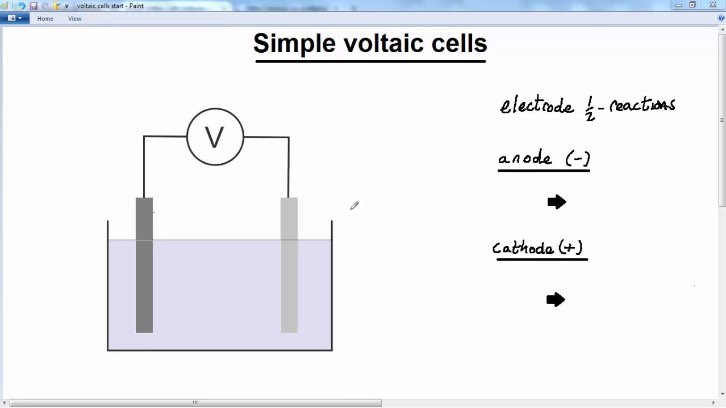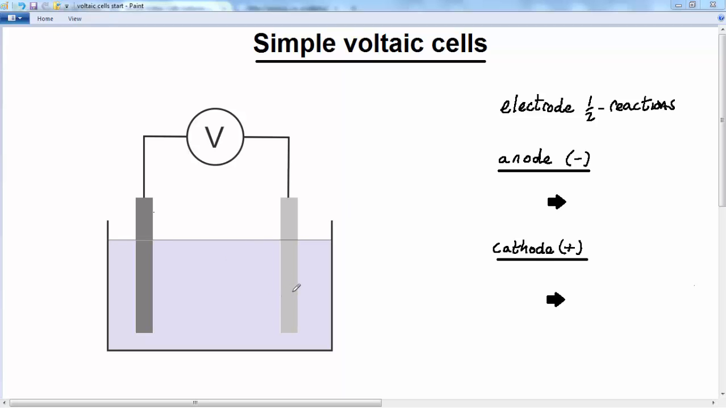In this lesson we're going to look at simple voltaic cells. Now we can think of voltaic cells as being the opposite to what we've been looking at in electrolysis. In the case of electrolysis, an electric current is used to generate a chemical change between electrodes and the electrolyte, while in a voltaic cell the chemical change between the electrodes and the electrolyte is used to generate electricity.